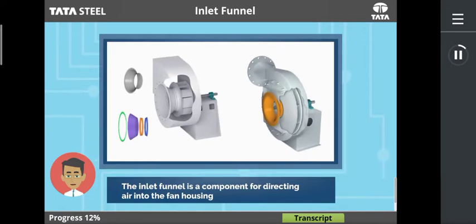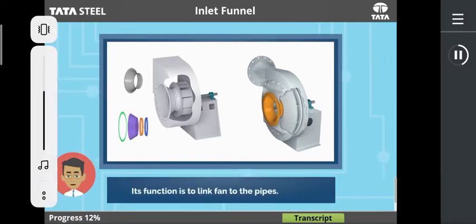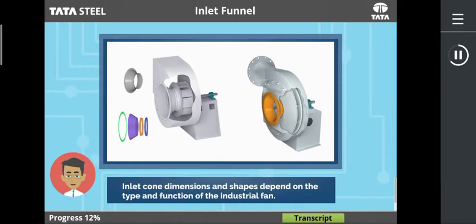The inlet funnel is a component for directing air into the fan housing. Its function is to link the fan to pipes. The inlet cone dimensions and shapes depend on the type and function of the industrial fan.